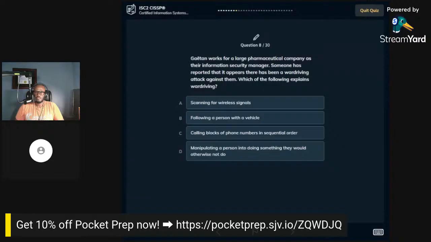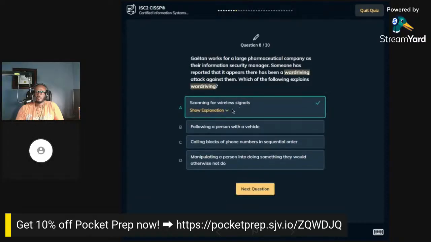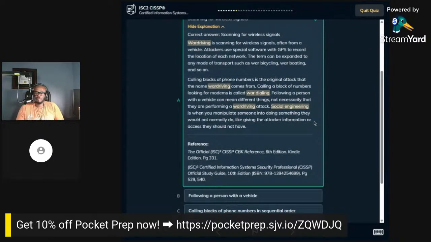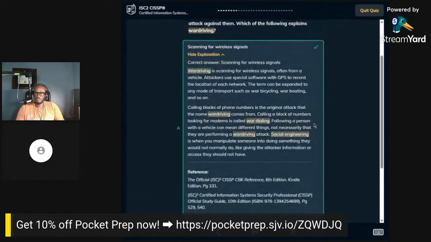Let's see. I think it's going to be Alpha. Yeah, I think it's A. If anything, that'll be scanning for a wireless signal. Yeah, so you're circling the block, trying to see whose Wi-Fi networks are open or weak or vulnerable, and trying to exploit it.